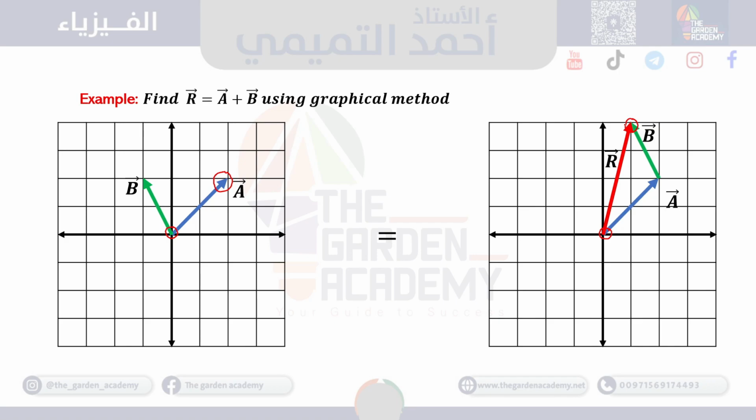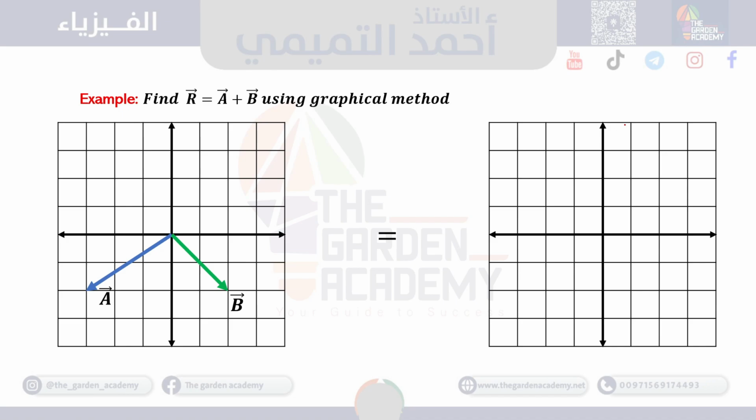طيب كيف بنطلع الدايركشن اللي هو الزاوية اللي بتصنعها مع الإكس axis؟ We use a protractor in this case. If we use a protractor, we can find the angle of the resultant vector. طيب. Let's take another example. Here we want to find A plus B.